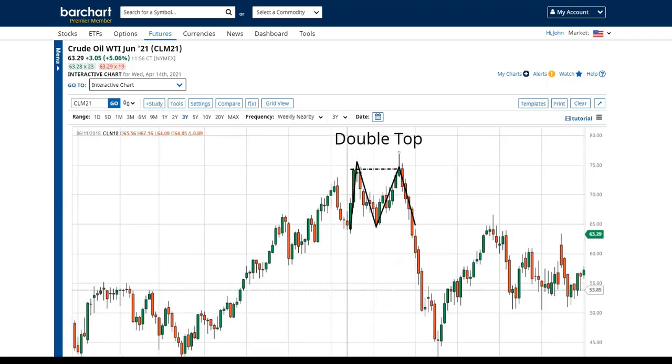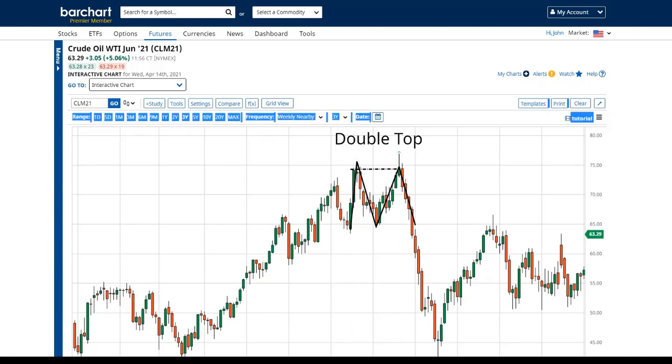Okay, a double top. Now, these are trend reversal patterns that can signal a strong resistance top, and the formation consists of two consecutive topping actions, where the second fails to get above the previous high of the first.